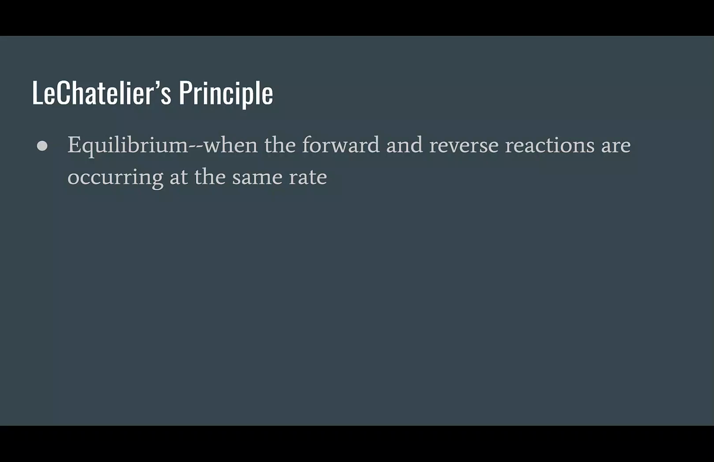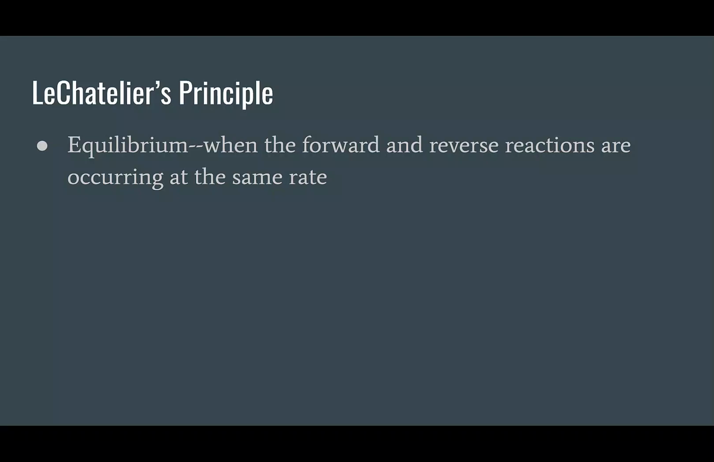Now, when that reversible reaction is exactly going in the opposite direction at exactly the same rate, then you have what's called equilibrium. That means you have the same amount of reactant turning into product as you have product turning into reactant. Picture it like two people throwing a ball back and forth. When one person's throwing the ball, it's going in one direction. When the other person catches it and then throws it back, it's going in the opposite direction.